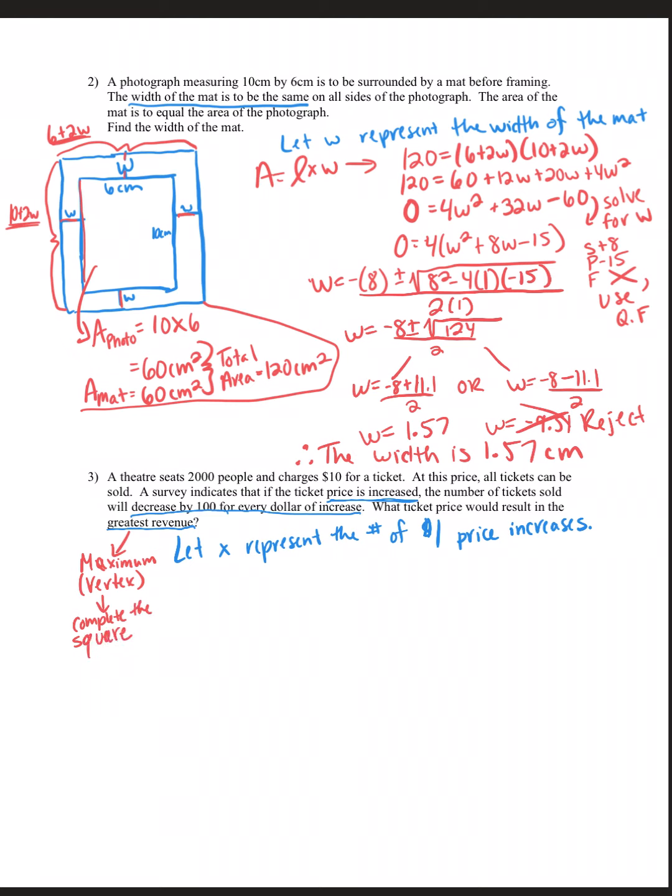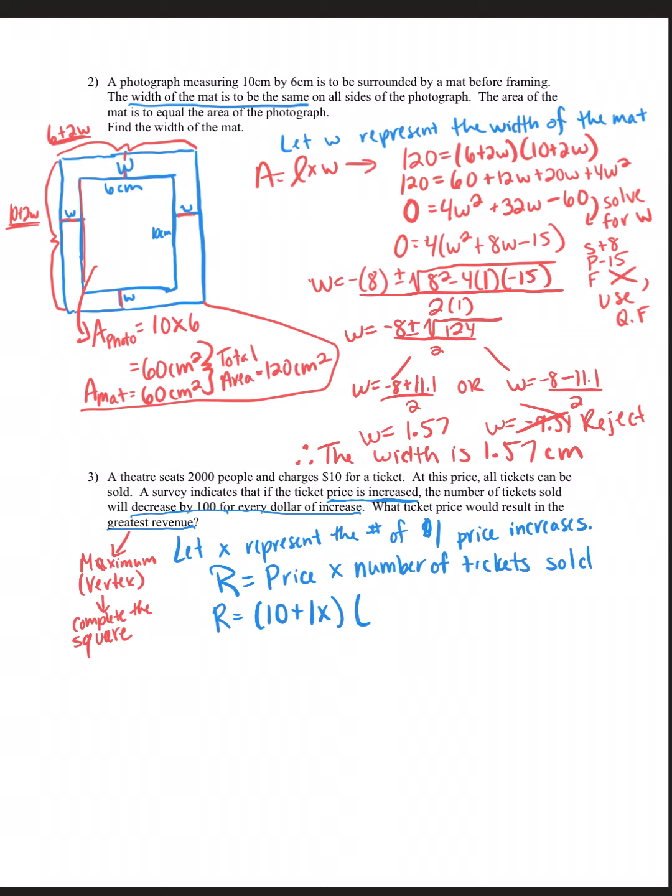Okay, so let's try to set up an equation that represents this. Remember that if we're trying to find our greatest revenue, well, revenue equals whatever our price is times the number, in this case, of tickets sold. So you have to think about how we can represent price. Right now we know price is $10, but they're going to have some type of price increase in $1 increments. So we can say it's going to be plus 1 times some number of price increases. We don't know what that's going to be yet.